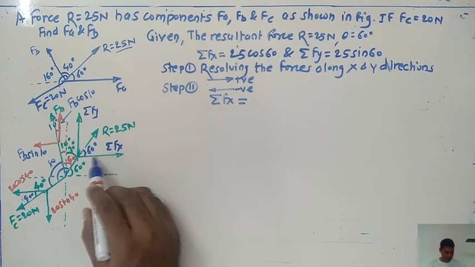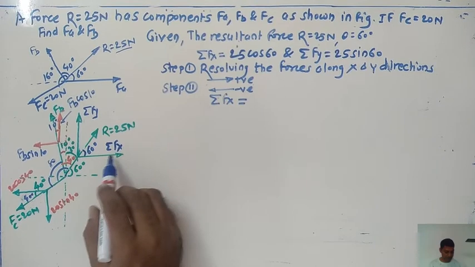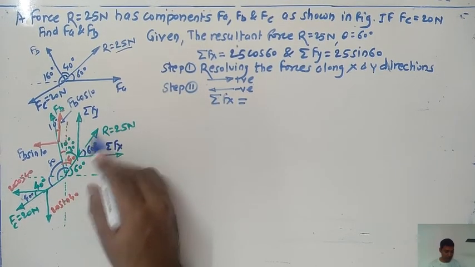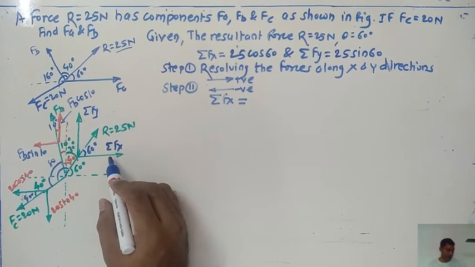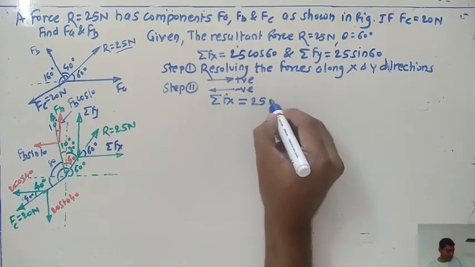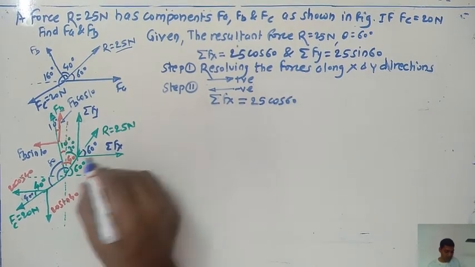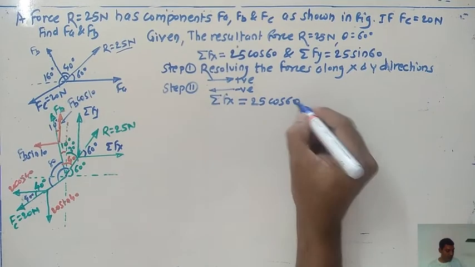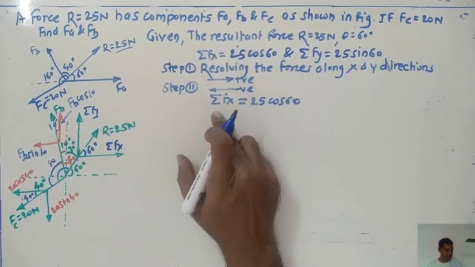Okay, let us see what this indicates. This is nothing but the summation of Fx. What about this one? This is the horizontal component of the resultant force R. So just pick up 25 cos 60. See, this one is running towards the right direction. Consider this force as positive. This is about the summation of Fx.